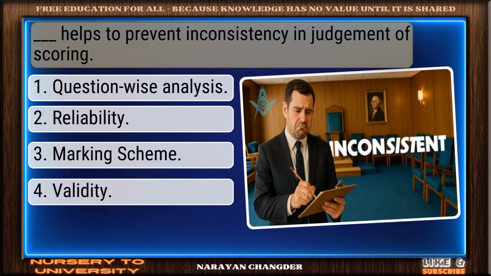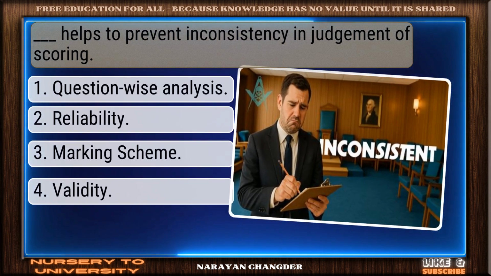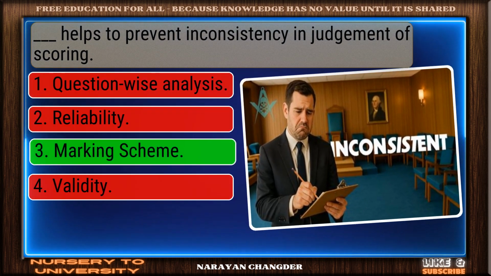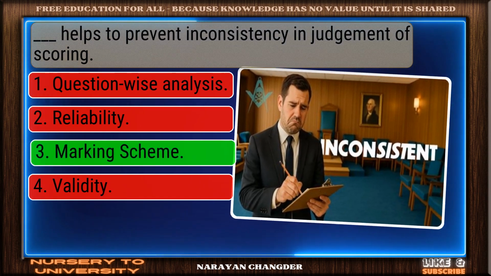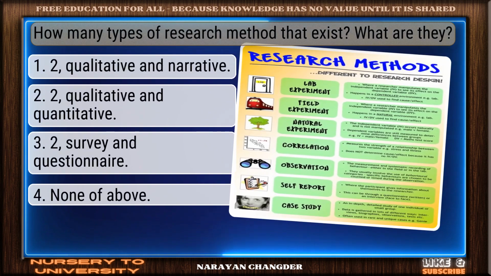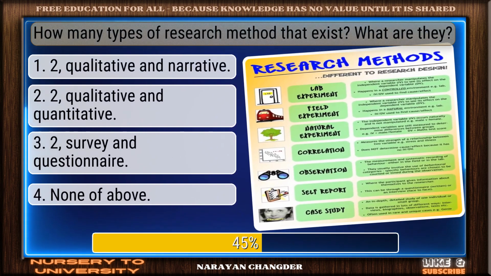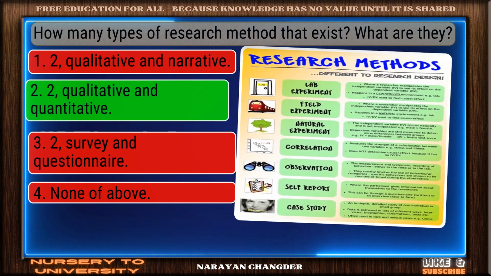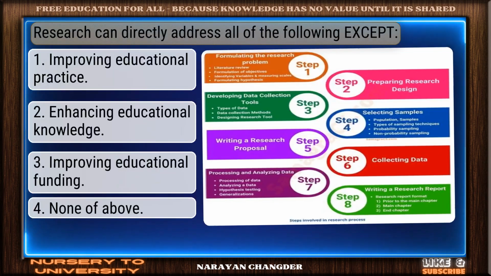Dash helps to prevent inconsistency in judgment of scoring. Well-reasoned. Marking scheme is the correct choice. How many types of research method that exist? What are they? On track, 2, qualitative and quantitative is the correct answer.